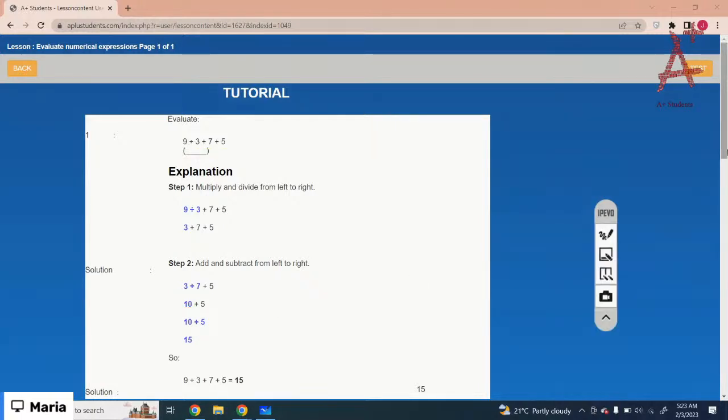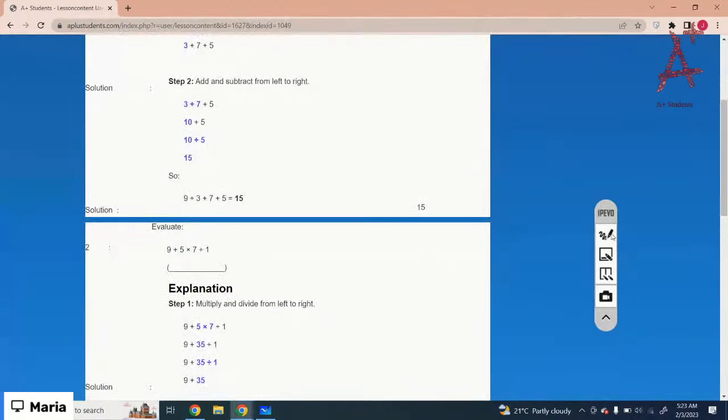Which is the next example. Okay, just look at this one now. You have multiplication and division both in the question, but starting from left to right you have multiplication first, so just do multiplication.